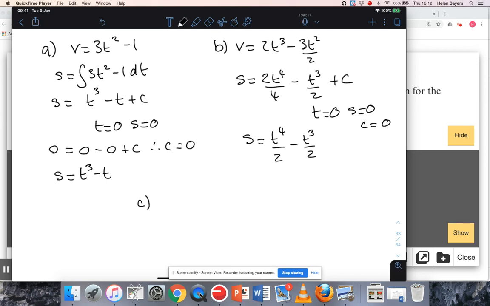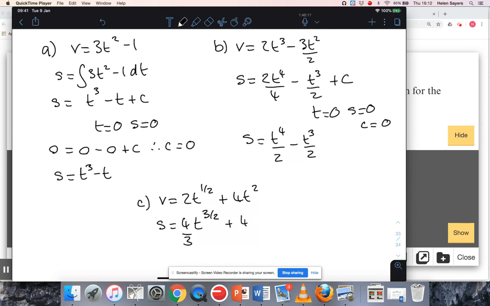So s can simplify down to t to the power of 4 over 2 minus t cubed over 2. Okay, and then for c, I'm going to rewrite that square root as a power of a half, because that's the form I want to integrate. So that power is going to increase to 3 over 2 if I add 1 to it. When I'm dividing by 3 over 2, that's the same as multiplying by 2 over 3. So if I multiply that by the 2 that's already there, I get 4/3 as my coefficient.